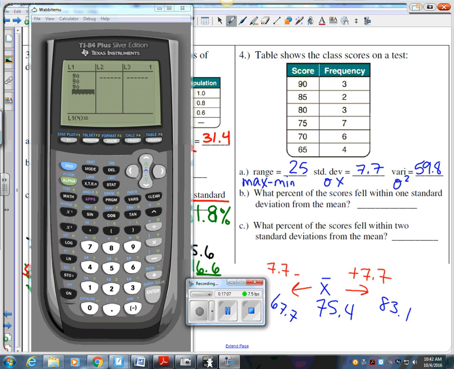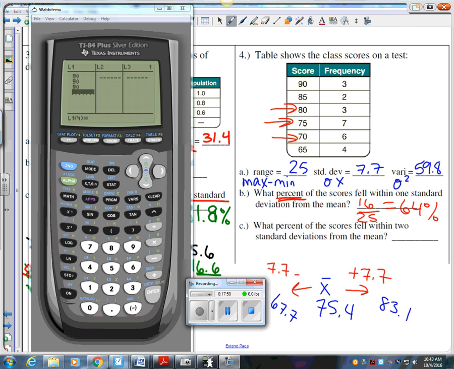All right, so this one's just saying what percent fell within 1 standard deviation. So let's stop there for a minute and answer that question. Jose, which one of these scores are between 67.7 and 83.1? Good, from those things. So how many scores is that? 3 plus 7 is 10, plus 6 more is 16. And this one is asking for the percent. So you have to divide by the total. Okay? How many total scores are there? 25.